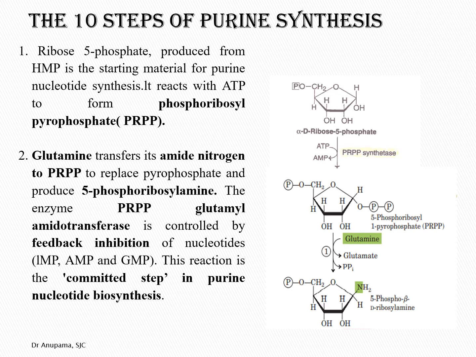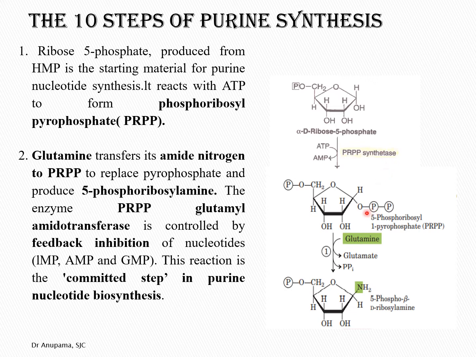The first step is synthesis of phosphoribosyl pyrophosphate. The ribose 5-phosphate which is produced from the HMP shunt is the starting material for purine nucleotide synthesis. This reacts with ATP, and the ATP donates a pyrophosphate, which gets incorporated at the C1, resulting in the formation of 5-phosphoribosyl 1-pyrophosphate, which is PRPP. This reaction is catalyzed by PRPP synthetase.